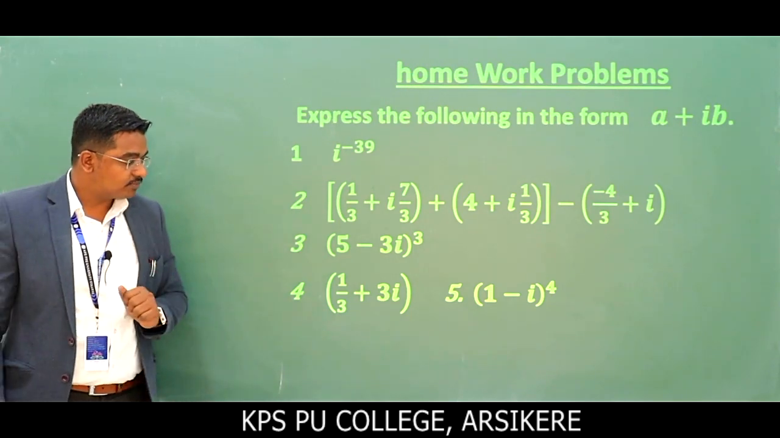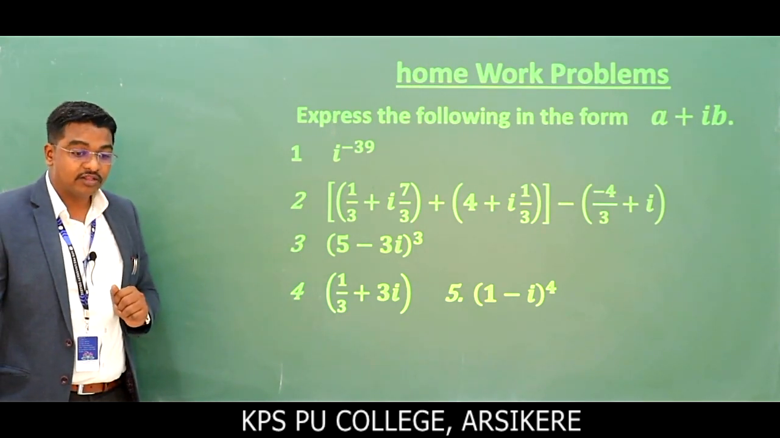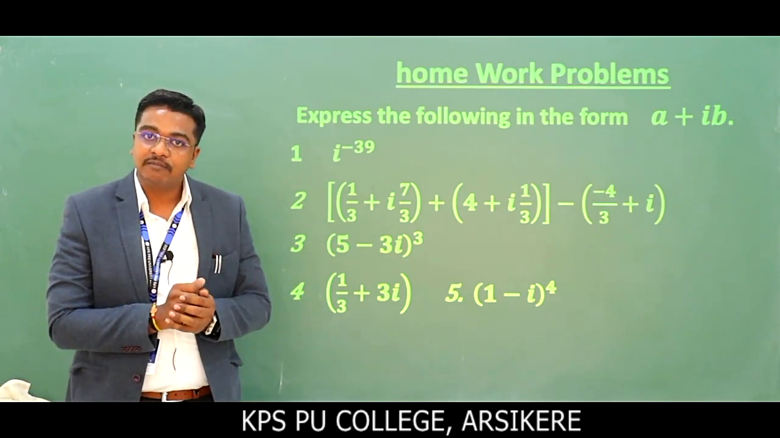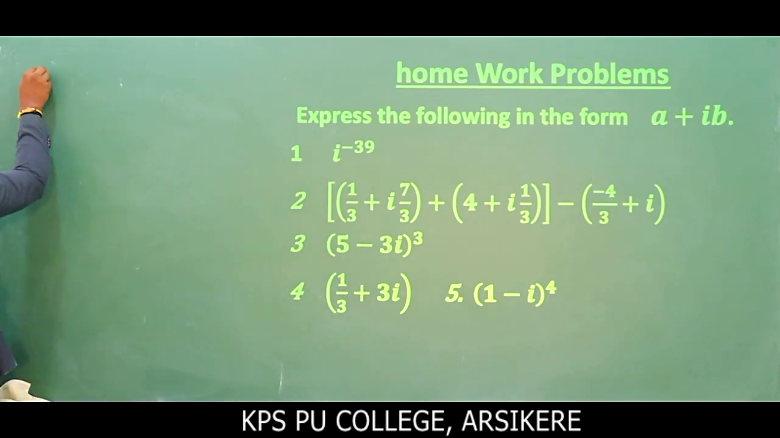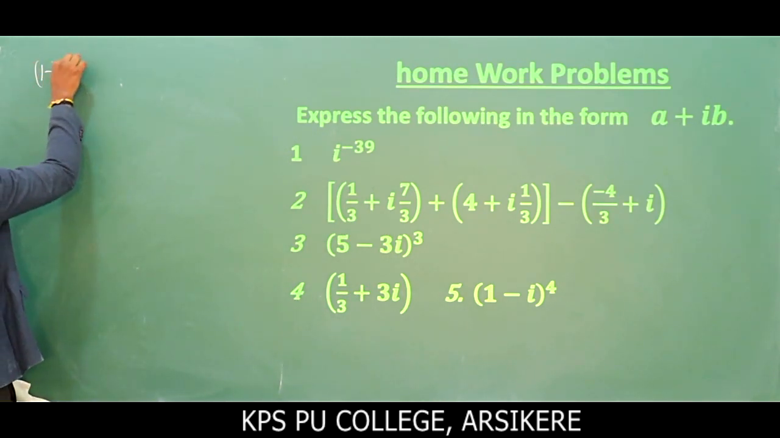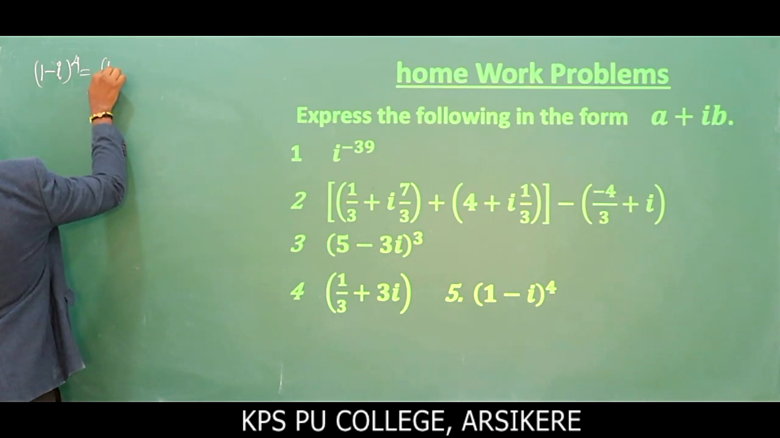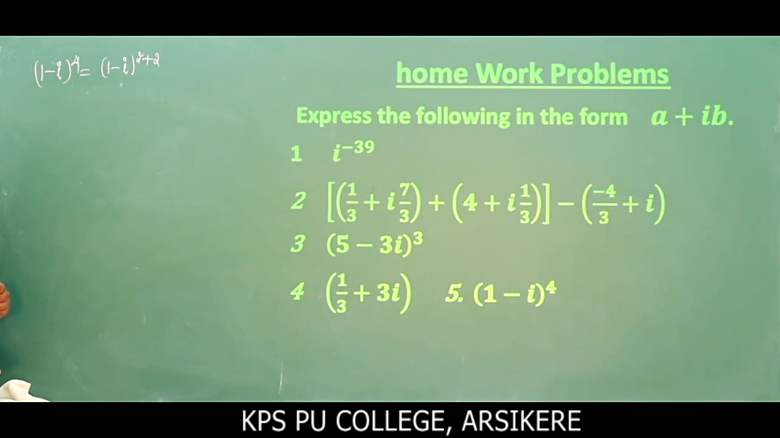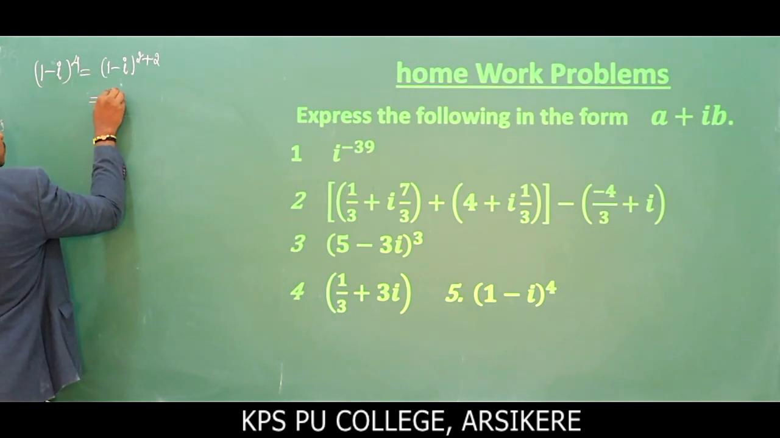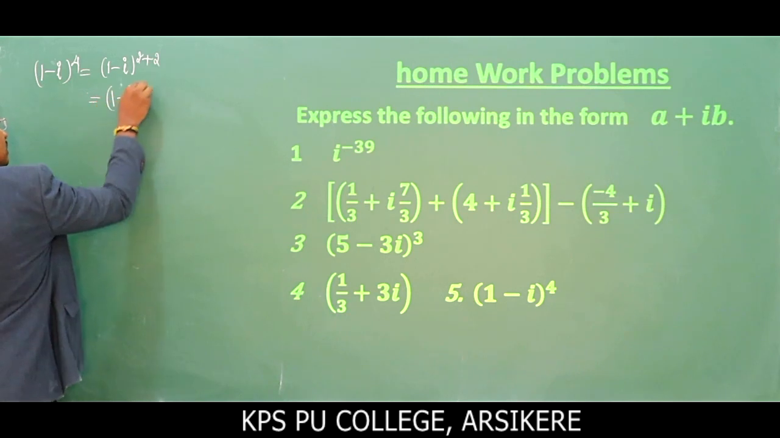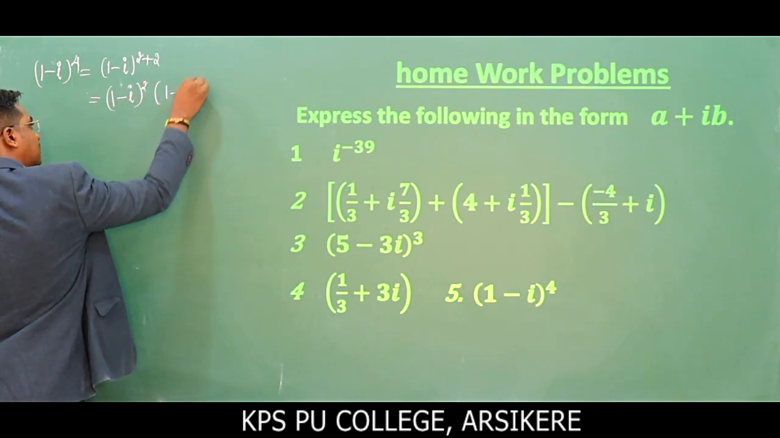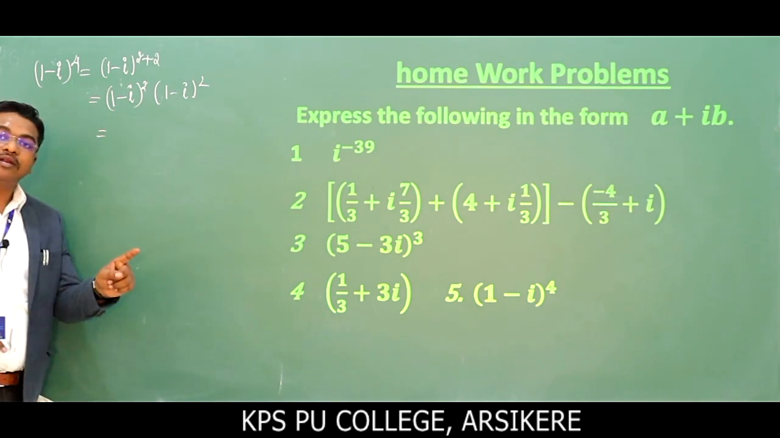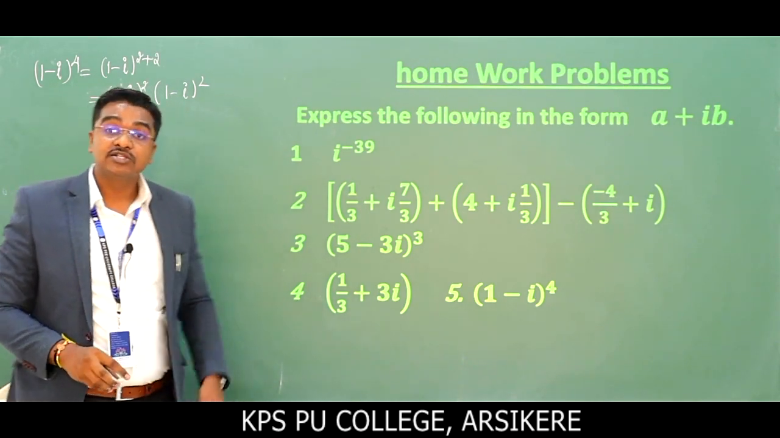And the last question, number 5: 1 minus i power 4. I'll explain this problem. This can be written as 1 minus i power 2 plus 2, which is nothing but (1 minus i) whole square. Simplify this using the expansion of (a minus b) whole square: a square plus b square minus 2ab.